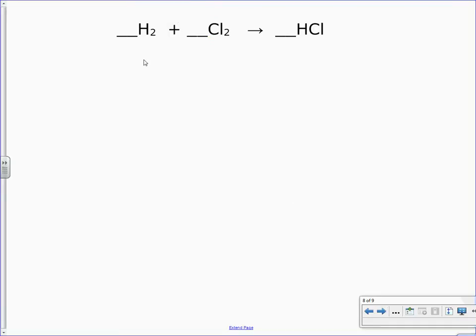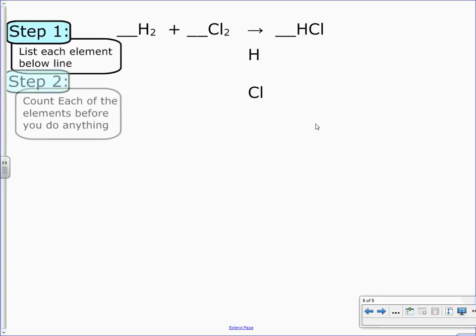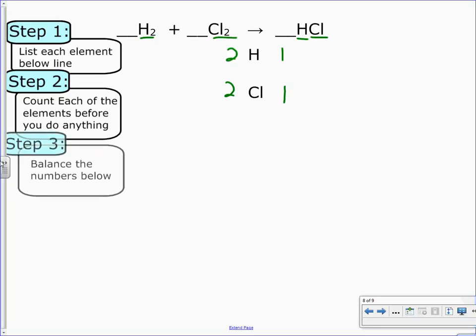So step one, you're going to list every element, so each element involved below the line. So just like this, we list out H, we list out Cl. Step two, count each of the elements before you do anything. So we have 2 hydrogens, 2 chlorines, 1 hydrogen, 1 chlorine. Step three, you balance the numbers below.